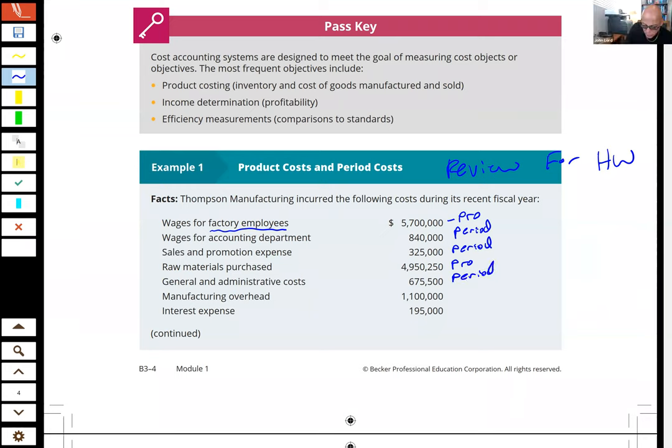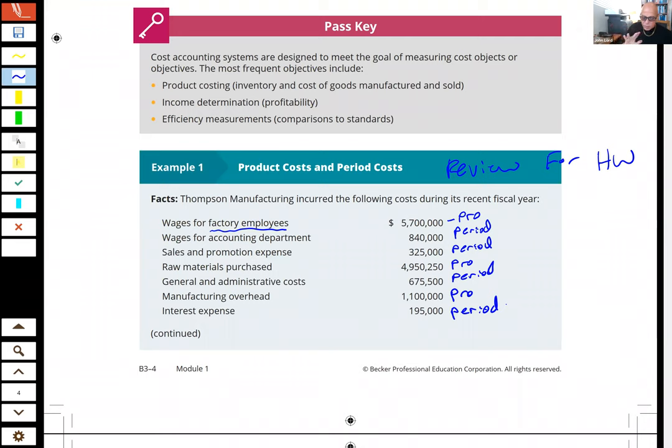How about manufacturing overhead? Period. Product. Manufacturing overhead is a product cost. Direct material, direct labor, manufacturing overhead is product. How about interest expense? Period. That's not even an operating expense, right? Okay. And then I think that's it. And then they give us a solution on the next page.